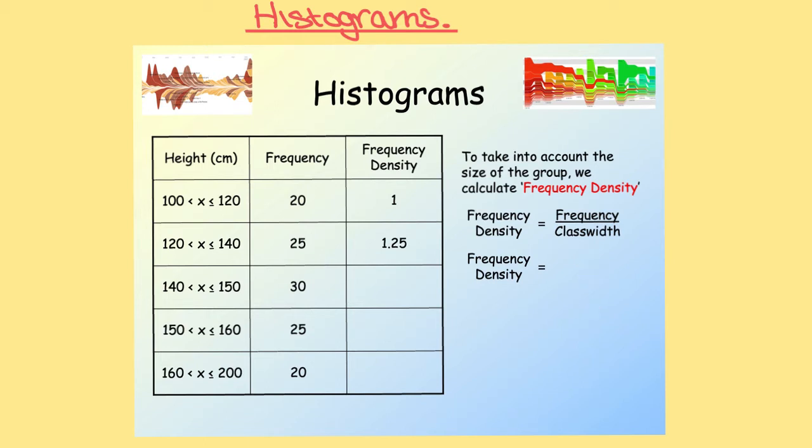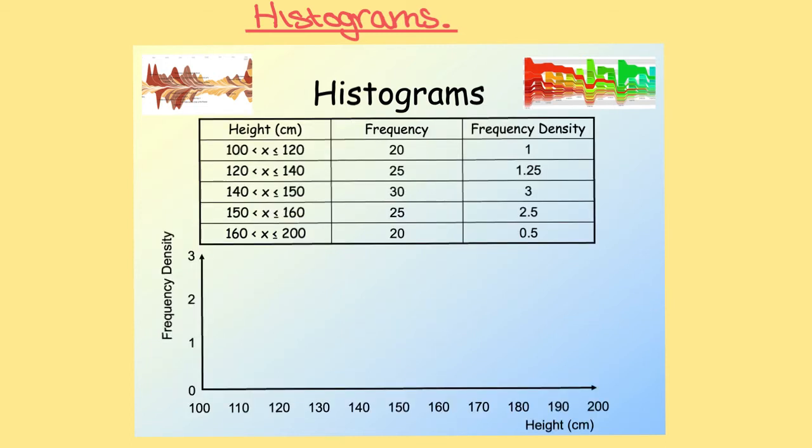The frequency density for the third group is 30 divided by the class width of 10, which is equal to 3. The frequency density for the fourth group is equal to 2.5. And the frequency density for the last group is 20 divided by the class width of 40, which comes to 0.5. We can now draw this on a histogram.